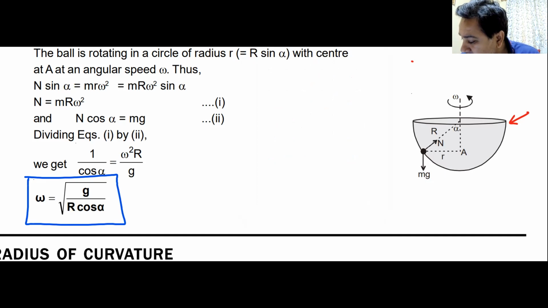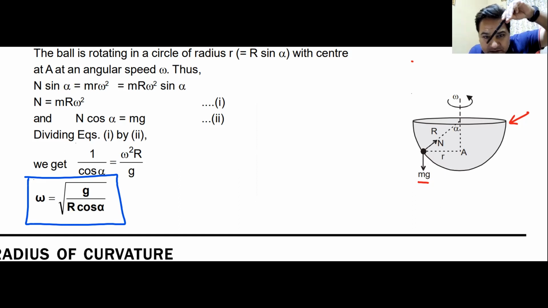You can see this small ball here. What are the forces acting on it? One is mg, as you can all see, always vertically downwards. The other one is N, the normal reaction. Remember, it is always perpendicular to whatever surface it is kept on.